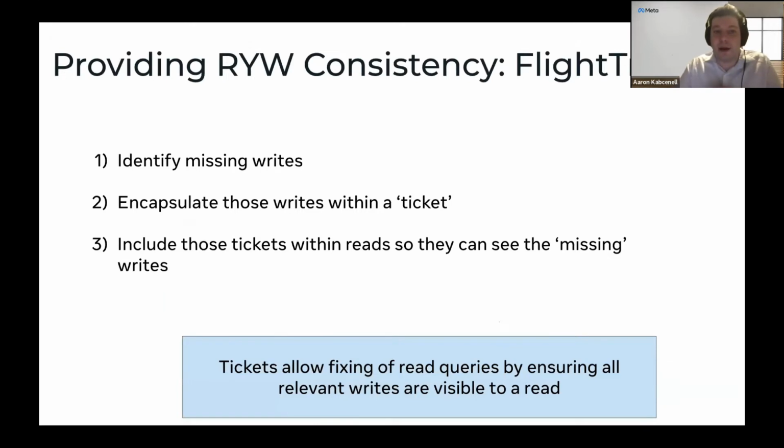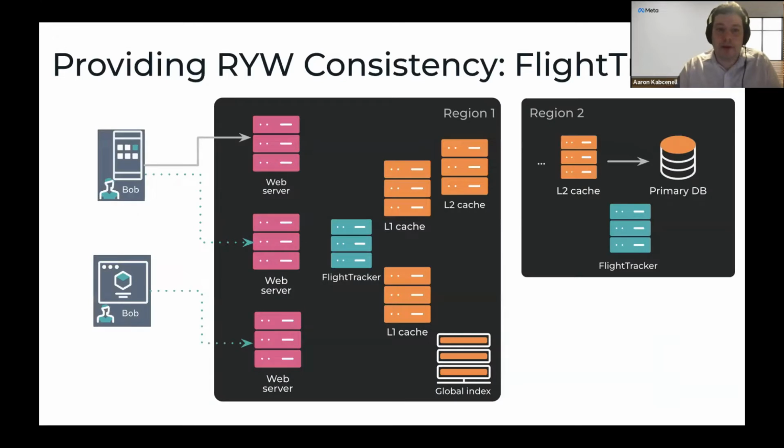So the idea here is, hey, the issue that comes about with read-your-writes consistency is when you do a write and you read back, you basically have a missing write that you're not expecting. So what we want to do is try to identify those missing writes, encapsulate those writes within what we call a ticket, and then make sure those tickets are available to every different path that the person may read from in order to be able to see this missing write.